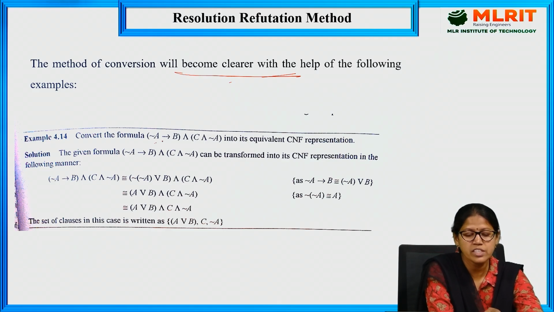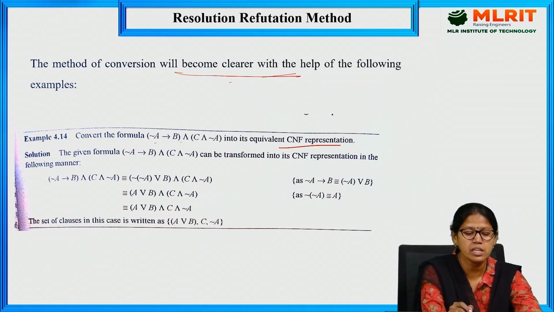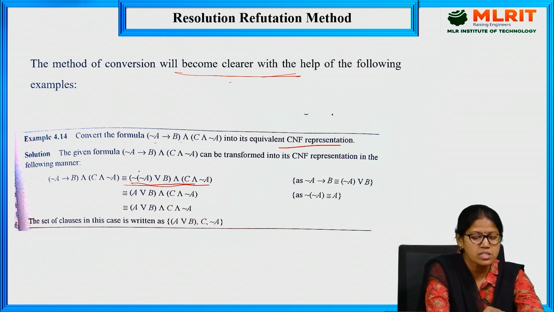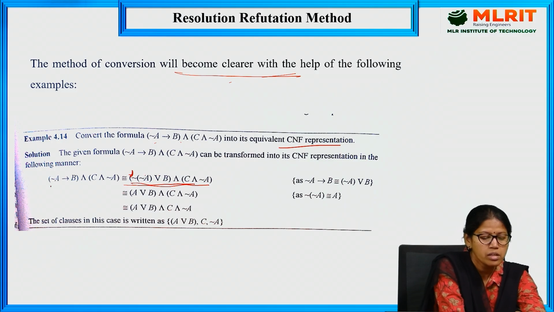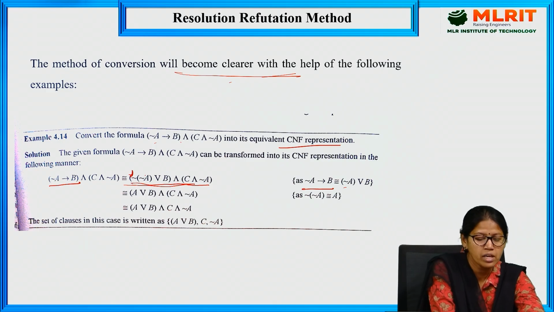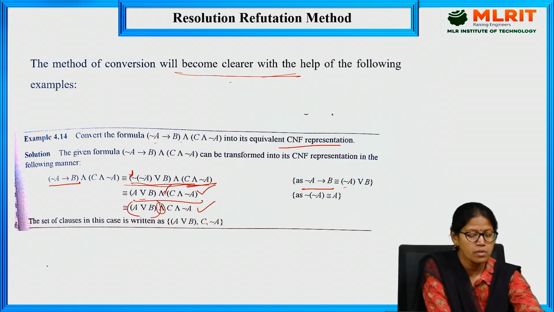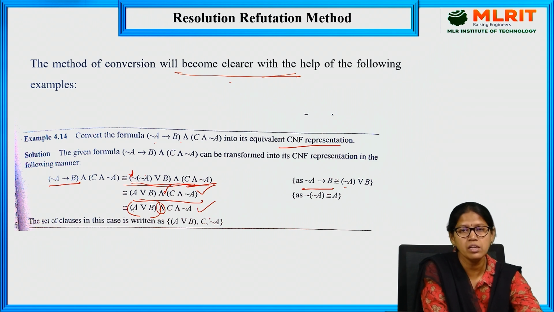Convert the formula (negation A implies B) and C and negation A into its equivalent CNF. Here we apply the equivalence law: negation A implies B is negation of negation A or B, which becomes A or B. Next, A or B, and we have eliminated this parenthesis. Then it is the equivalent CNF form. So here we can write the set of clauses as A or B, comma, C, comma, negation A.